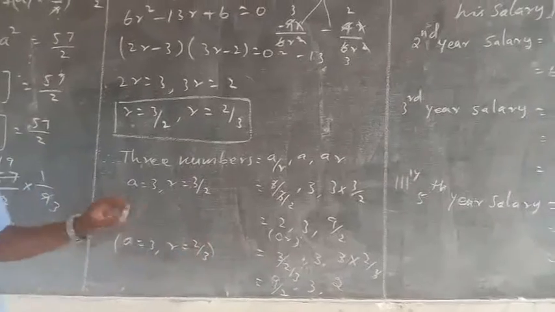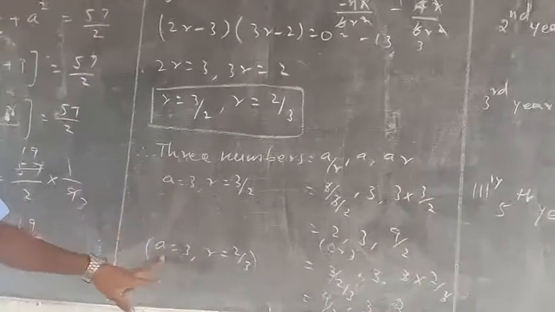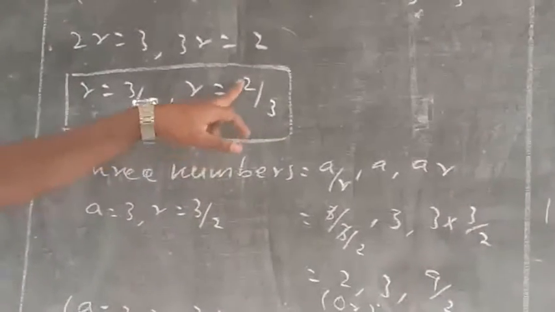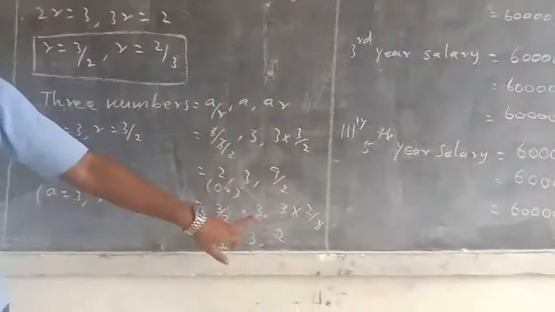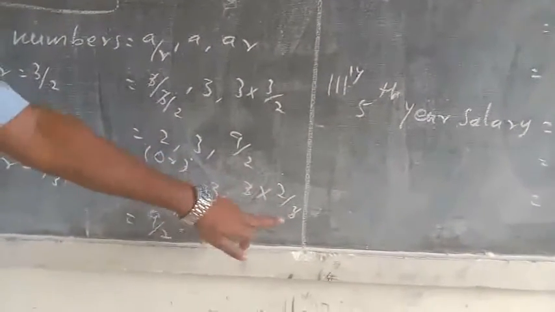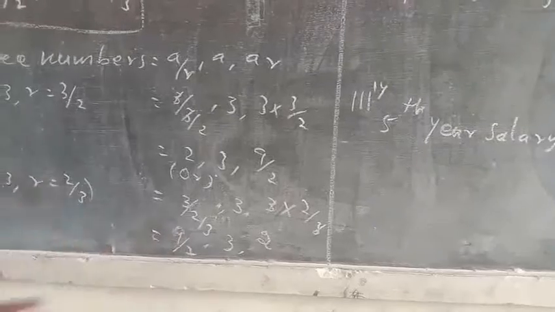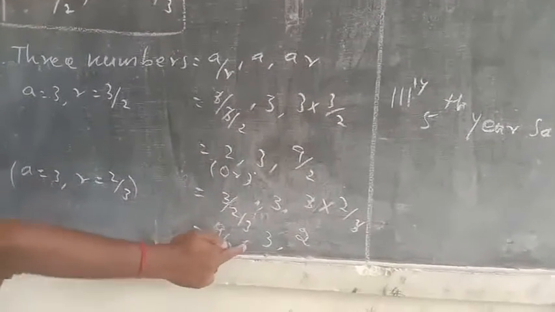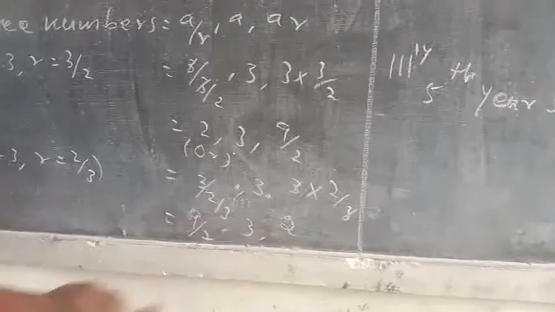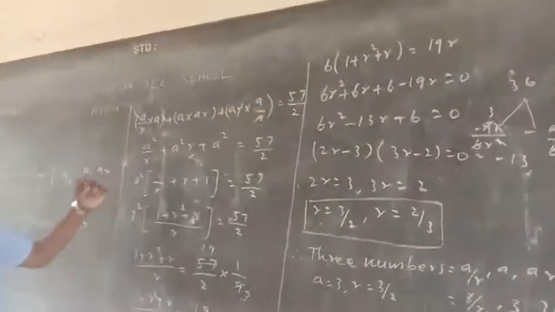Another option. The three numbers: take A equal to 3 and R equal to this common ratio 2 by 3. So 3 divided by 2 by 3, comma 3, comma 3 into 2 by 3. 3 cancel. Divide convert to multiple. The fractions are reciprocal. 3 3s are 9 by 2, comma 3, comma 2. Okay, once more explain.